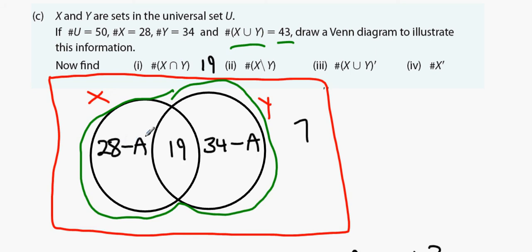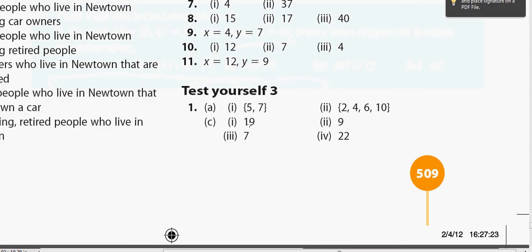Now that this is 19, we'll just fill in the numbers in red. That makes that 19, which makes this 9, and which makes this 15. So 34 minus 19 is 15. Just have a quick check of our answer here. Part 1 is 19, so we're on the right track.